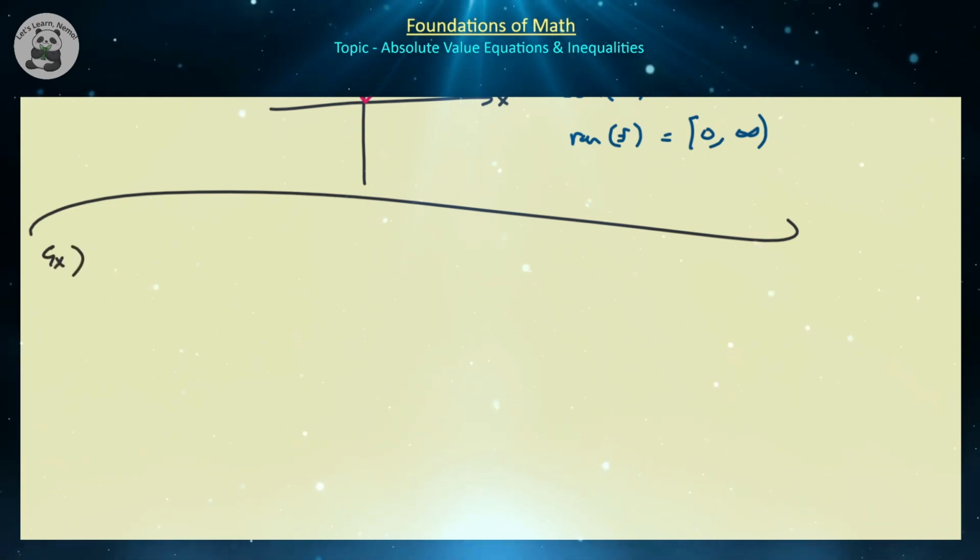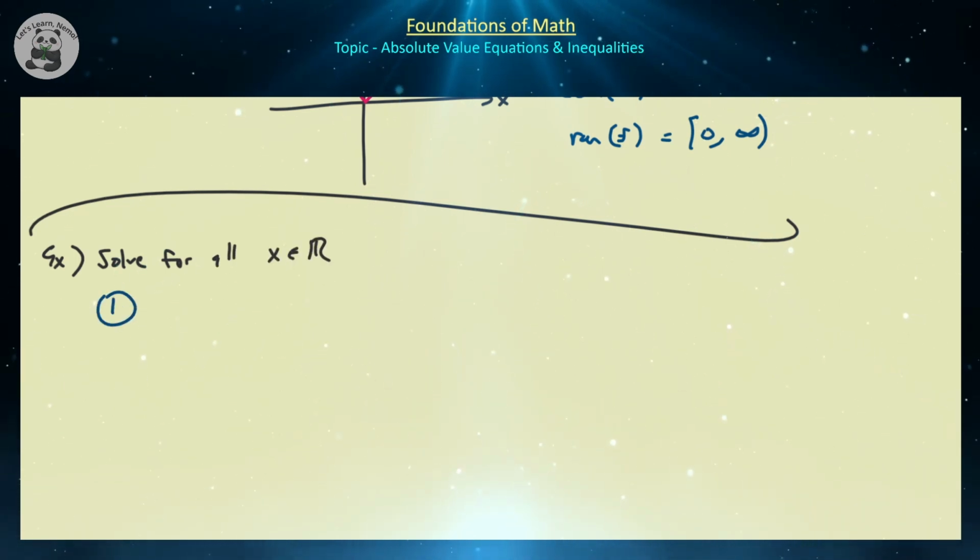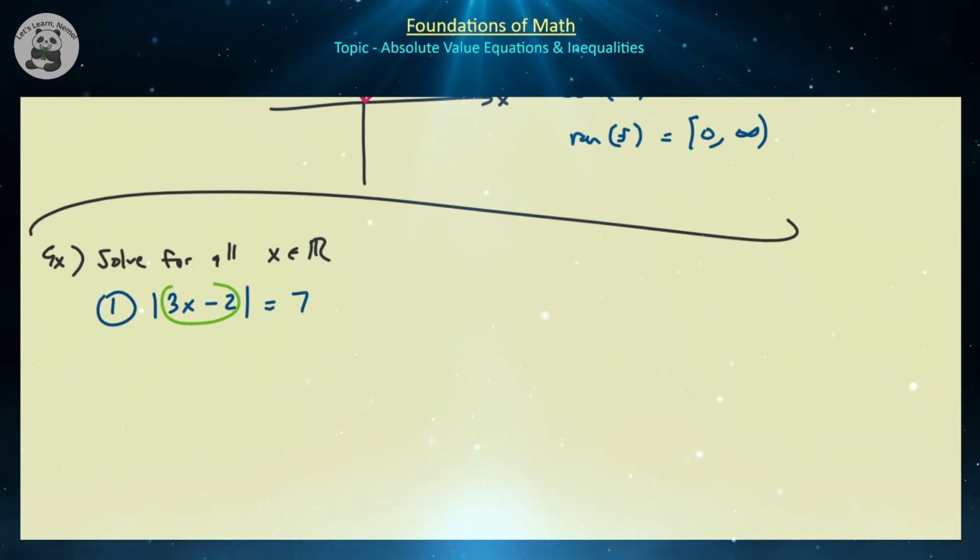All right, so let's assume that again we're going to be solving for all x in the set of real numbers. So first equation, let's assume that we have the absolute value of 3x minus 2 is equal to 7. So we can view this object as just another real number, say y, because if 3x and 2 are all real numbers, then that is also a real number as well. So we can say, okay, well, this is the same as the absolute value of y is equal to 7.